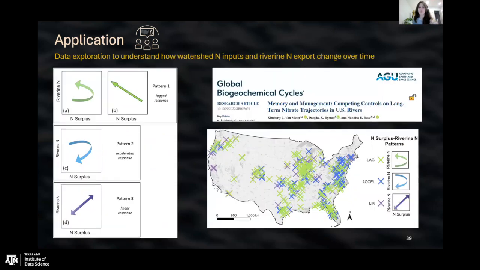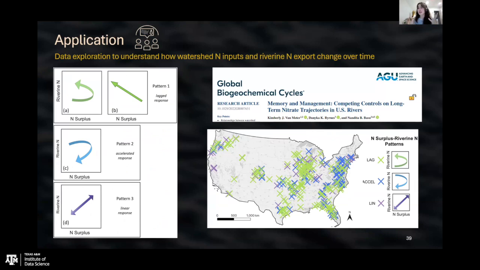I'll dive through this one quickly, and then we'll move on to the workbook. Another project that we worked on was using, again, that nitrogen surplus, so that trend data set, and then we paired it with water quality. What we wanted to ask is how do inputs relate to outputs? So how do nitrogen inputs into the watershed relate to the outputs?